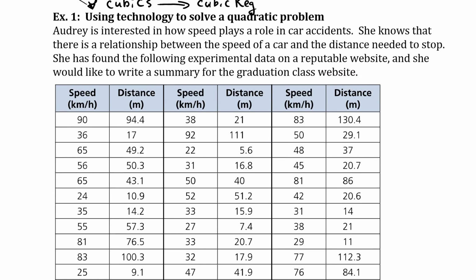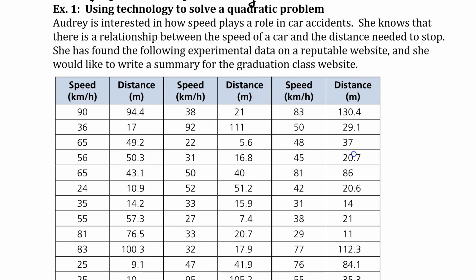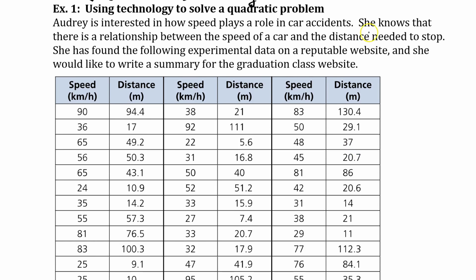So example number 1, using technology to solve a quadratic problem. Audrey is interested in how speed plays a role in car accidents. This is why I love Applied, because they put a lot of time and effort in the textbook to take examples that are from real life. There aren't any pieces of made up data, or I know for certain that they've done lots of research to make sure things are quite accurate. So yeah, thanks grade 12 Applied textbook, you're great.